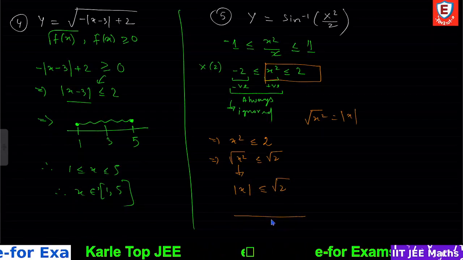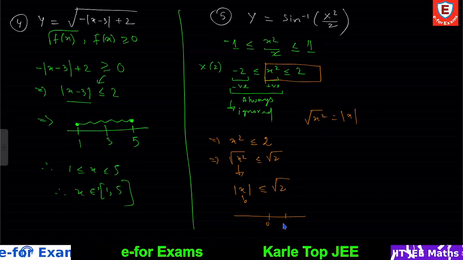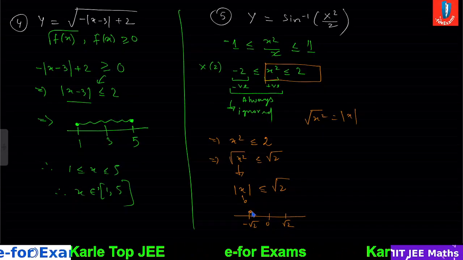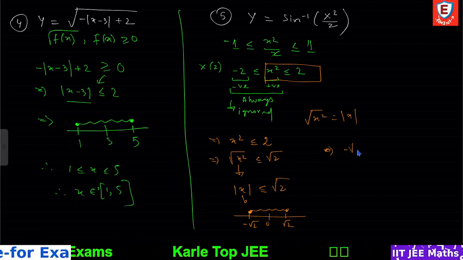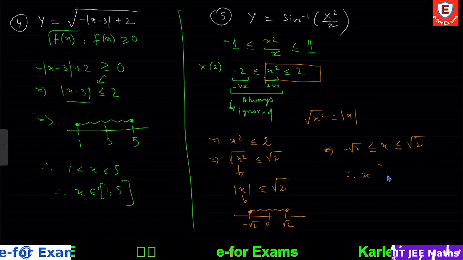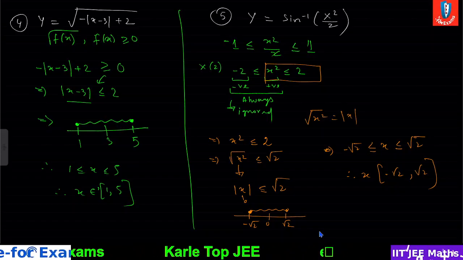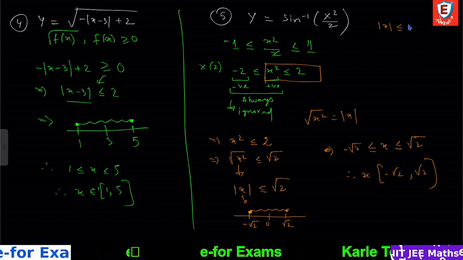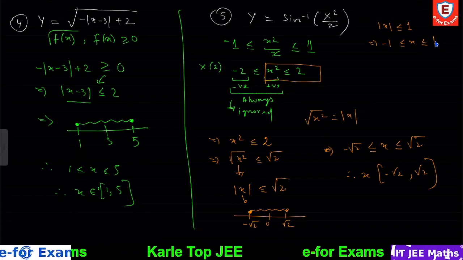Right. So the critical point from here is 0. From 0, go root 2 points towards the right and minus root 2 towards the left. So the answer will be minus root 2 to plus root 2. This implies minus root 2 is less than or equal to x less than or equal to root 2. Therefore x belongs to [minus root 2, root 2]. Got it? Or you can use the concept of mod less than 1. This implies minus 1 less than or equal to x less than or equal to 1.